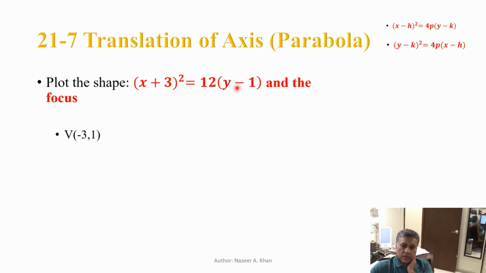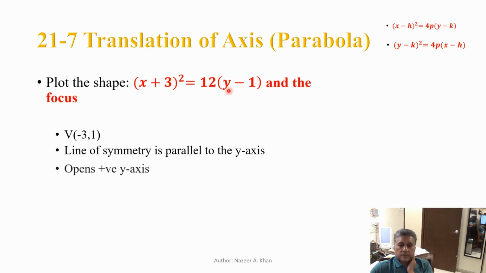We know that when we pull this out, it becomes negative. When we pull this out, it changes the sign, becomes positive. The line of symmetry is parallel to the y-axis because this is the non-squared term, it's y. Opens positively because this is positive right here, so it's going to be opening positive y. This value is for p, right? So if you solve for p, you're going to get positive 3.